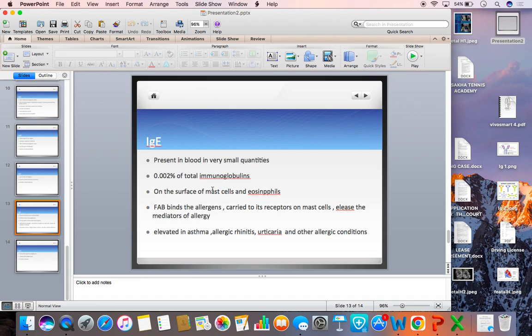IgE is present in the serum in very small quantities. That is, it amounts to 0.002% of the total immunoglobulins. It is there on the surface of the mast cells and eosinophils. The FAB of the IgE binds to the allergens, carried to the receptors on the mast cells that mediate allergy, and releases the mediators of allergy. So IgE is elevated in asthma, allergic rhinitis, urticaria, and other allergic conditions.